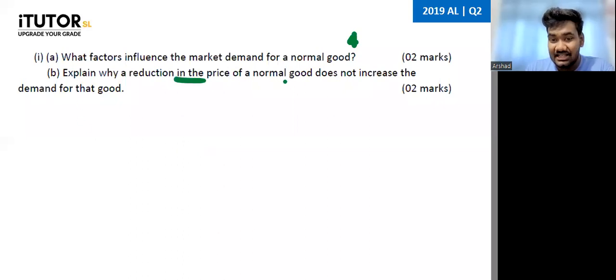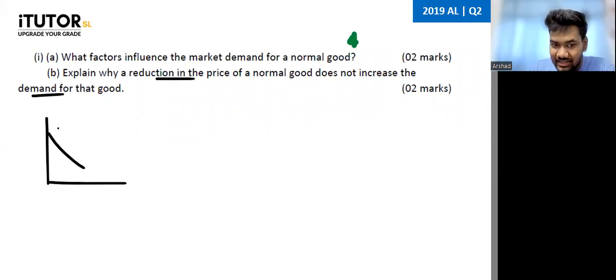Explain why a reduction in the price of a normal good does not increase the demand for that good. We did a very similar question in the fast track also. A reduction in the price of a normal good does not increase the demand. It increases what? It increases the quantity demanded. Because why? An increase in demand means a rightward shift. But a reduction in the price doesn't cause an increase in demand.